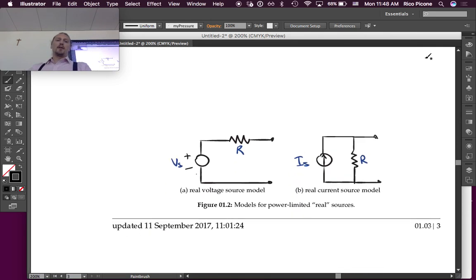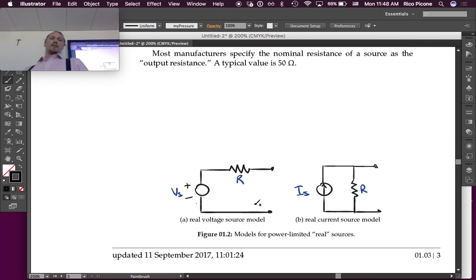So we model these types of sources as ideal sources in series or in parallel with a resistor, as illustrated in this figure. I don't know why the reference didn't work, but figure 1.2. A real voltage source model is an ideal voltage source in series with a resistor, okay? We do a lot more voltage sources than current sources, but there are current sources, so it's good to mention them. A real current source is going to be modeled as an ideal current source in parallel with a resistor.